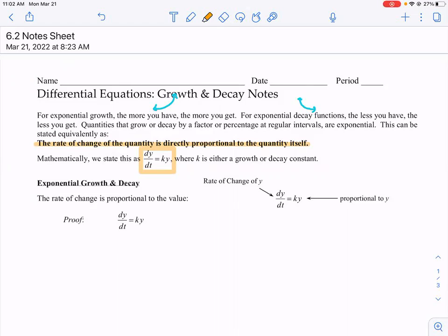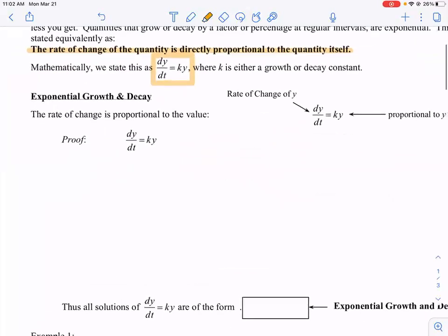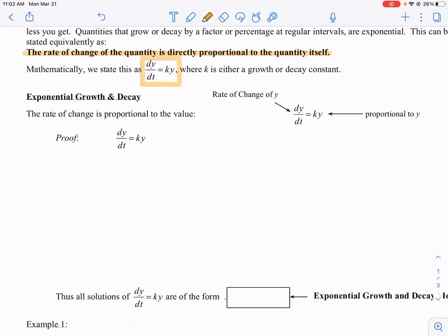Instead of dy/dx, I said dy/dt. Why do you think I changed it to a t? Because we're talking about time. So the rate of change is directly proportional to the quantity itself: derivative equals a number times y. That's what that means. Let's go ahead and use our separation of variables skills. This is why I teach that first, to solve this differential equation one time.